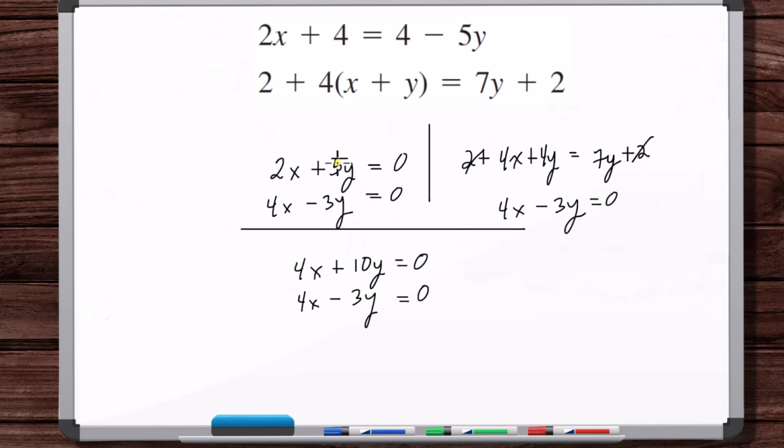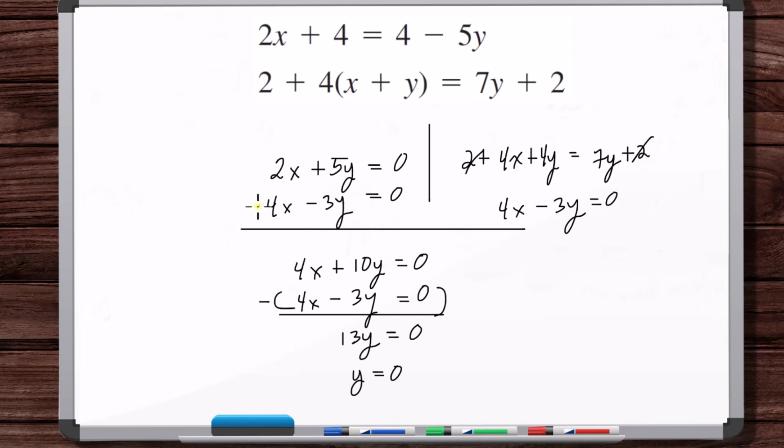We could have multiplied this equation by 3 and this equation by 5 and gotten 15 y's, but then you'd have to multiply a factor by both equations. So why not just multiply the first equation by 2? That seems simpler. It doesn't matter though. So subtract these two, and you've got 10 plus 3y is 13y is equal to 0. So y is equal to 0, dividing both sides by 13, okay?